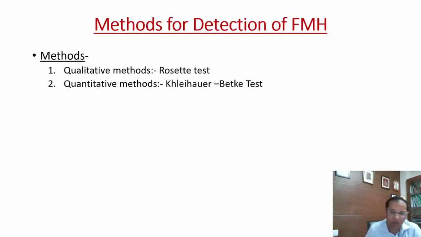Once it comes positive, obviously you'll move to a test like the KB test. Of course, you can do another quantitative test, which is very sensitive and very good, flow cytometry, but provided you have that in your institution.